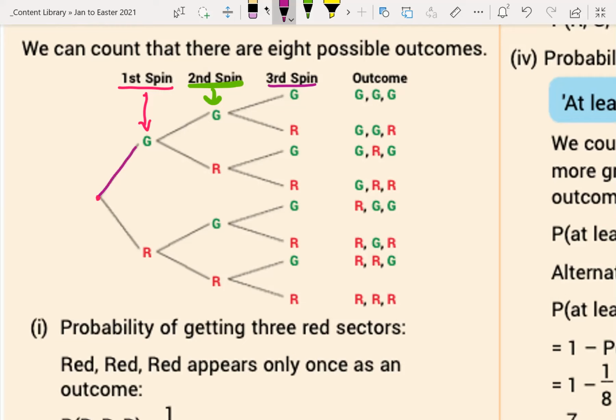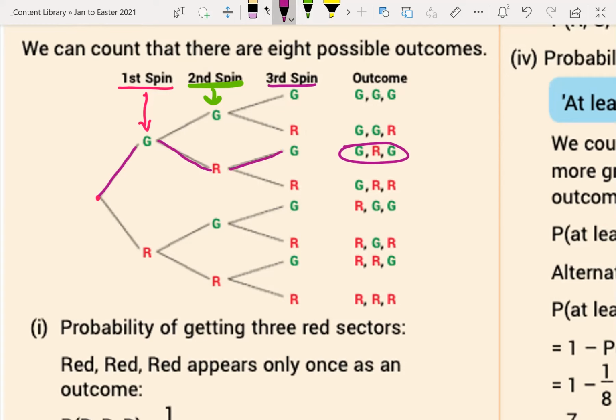And then on the next one, you get green on the first one, then let's say red on the second one, okay? And then you get green on the third one, all right? That's just one of the options: green, red, green. Now we can see how many options there are altogether. You can count it this way if you want: 1, 2, 3, 4, 5, 6, 7, 8. There are 8 options, 8 outcomes altogether, all right?